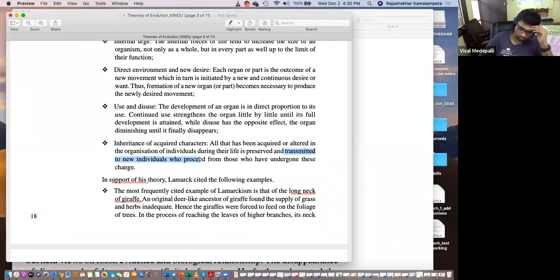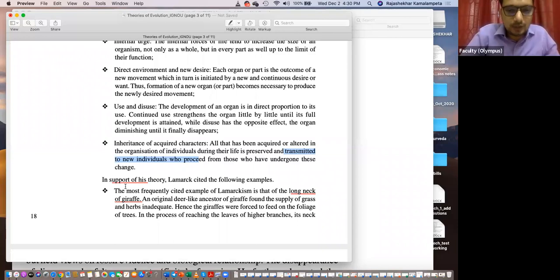Okay, inheritance of acquired characteristics: all those acquired or altered changes were preserved in them and transmitted to the next generations. And the next generations continue to do this to receive that special character or special organ.